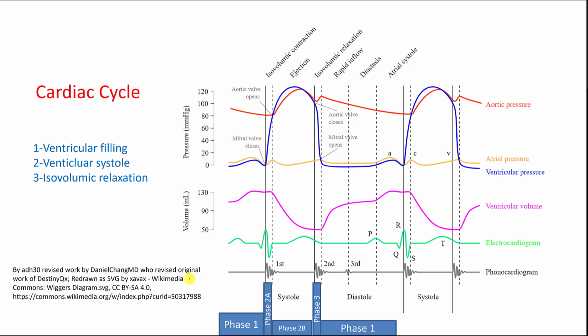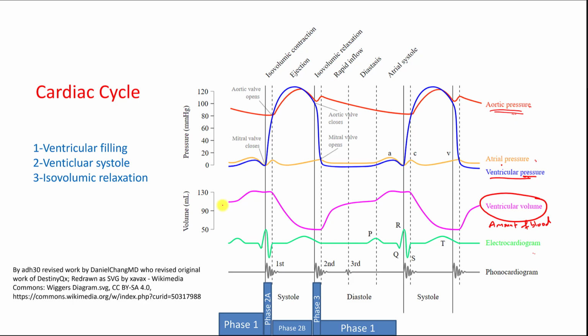This is how we overlap the ECG with the pressures in the atria and the pressure in the aorta. So this is the ECG, this is phase 1, phase 2A, 2B, and phase 3. What I need you to notice is that here we have the ventricular volume, the amount of blood in the ventricle, and this is the ventricular pressure, the blood pressure in the ventricle. And this is the aortic pressure, the pressure in the aorta, whereas this is the atrial pressure.